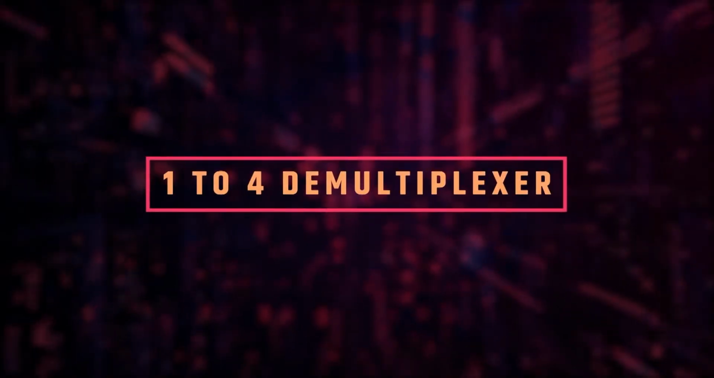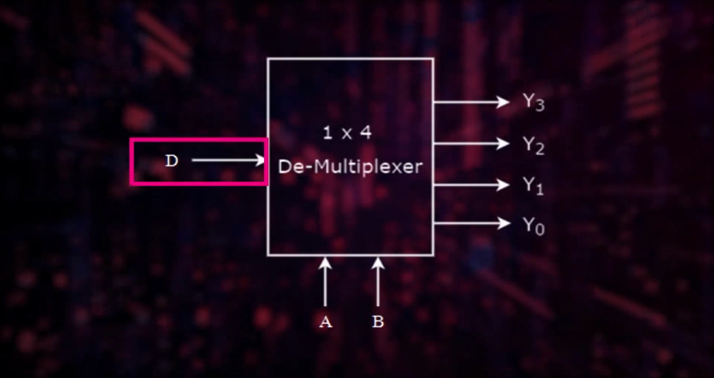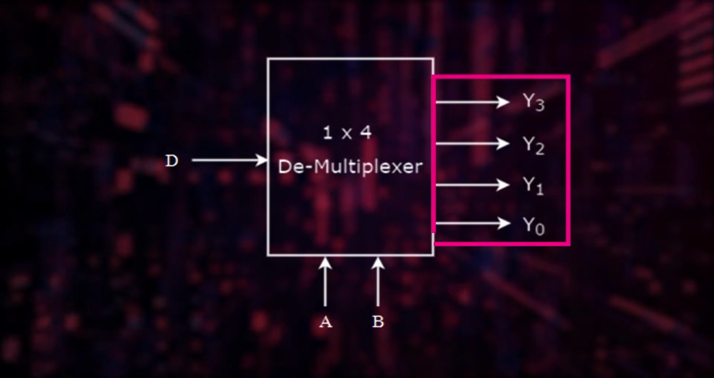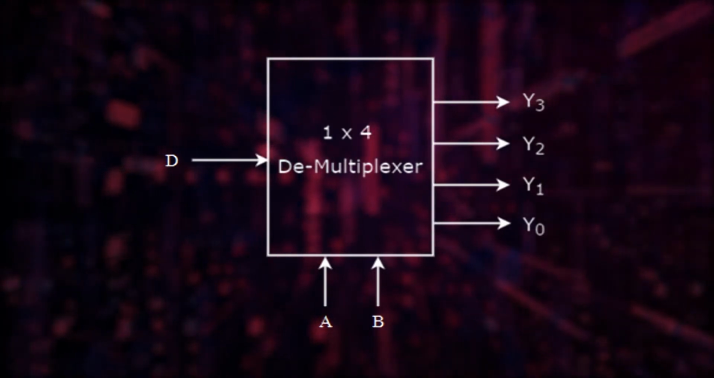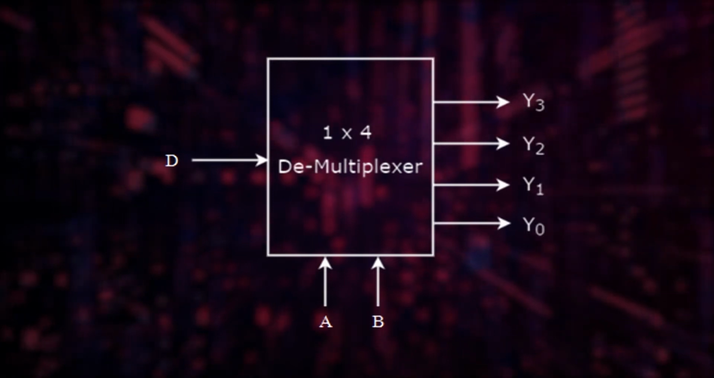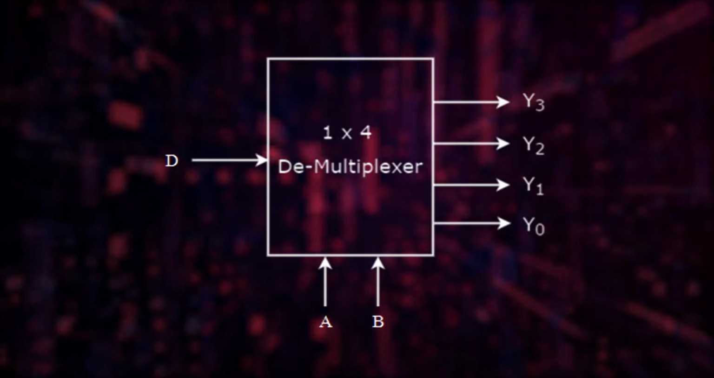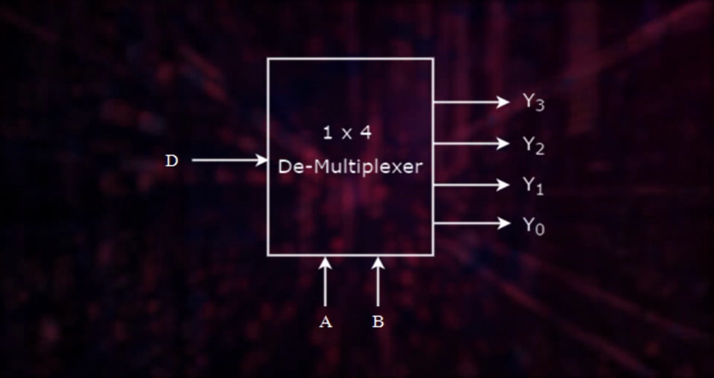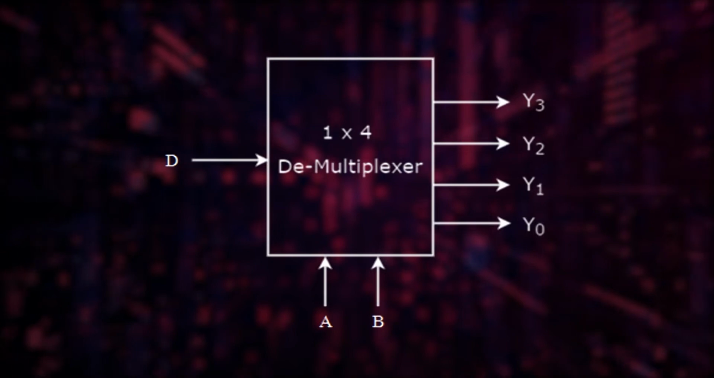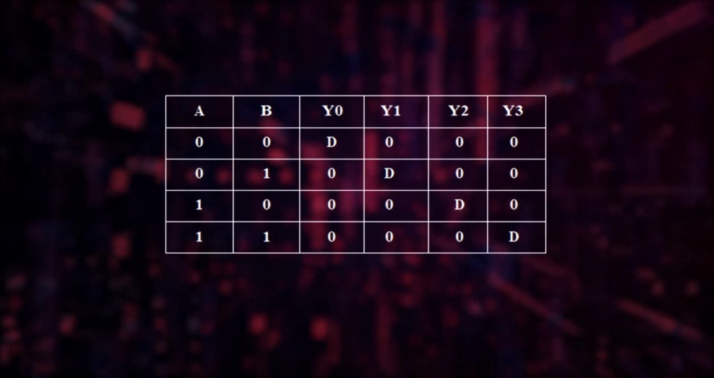1 to 4 demultiplexer. Next we discuss the 1 to 4 demultiplexer. The 1 to 4 demultiplexer has 1 input bit, 2 control bits and 4 output bits. The input data line goes to all of the AND gates. The 2 select lines enable only one gate at a time and the data appearing on the input line will pass through the selected gate to the associated output line. The truth table of the 1 to 4 demultiplexer is given here.